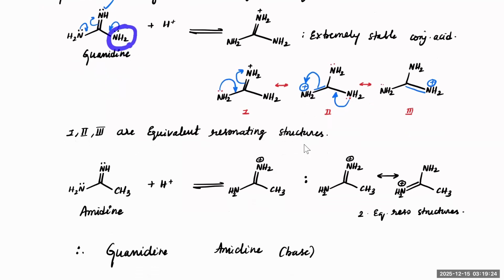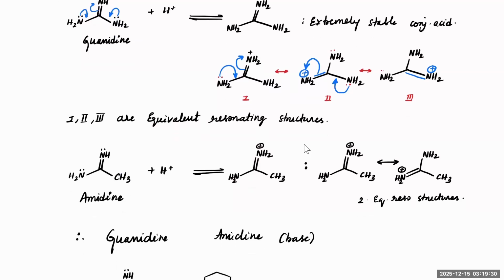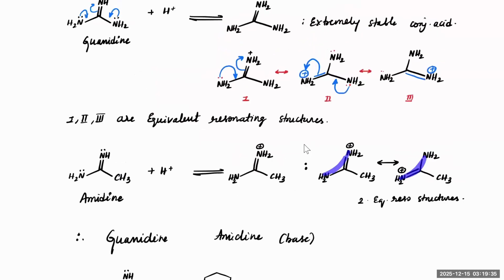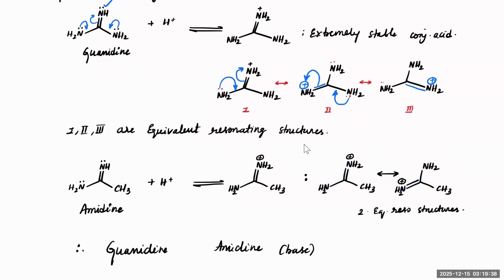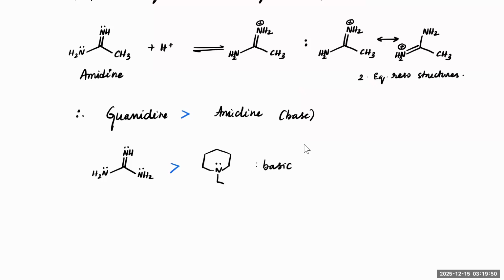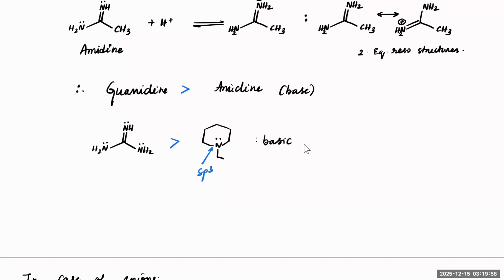If one of the NH2 is replaced with methyl, it is called amidine. If you compare amidine, this will also have equivalent resonating structures, but only two of them. Here we have three resonating structures, but amidine will have only two. And that makes guanidine a very strong base as compared to amidine. Here also you can see this is a strong base. Guanidines are even stronger bases compared to a generic sp3 localized case. Even if it has an sp3 localized case, the guanidines are far more basic compared to these cases.